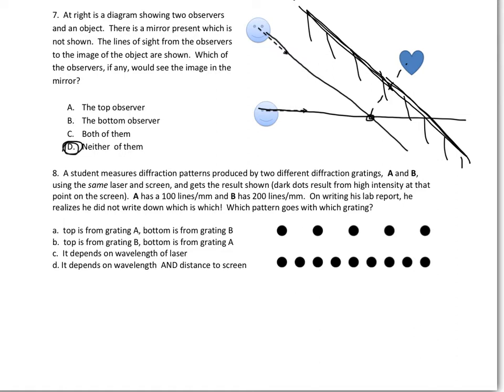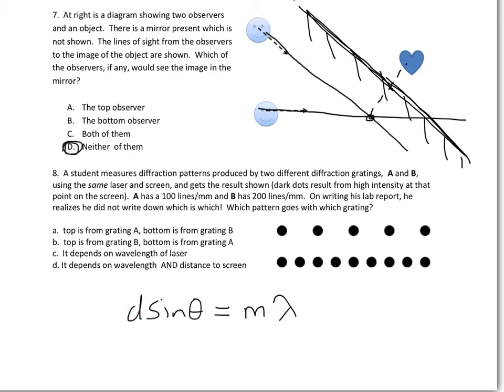In the next problem here, you're given two diffraction patterns. One is from a diffraction grating with 100 lines per millimeter. The other is 200 lines per millimeter, but you don't know which is which. The way to solve this problem is you can reason from the formula that in a diffraction grating, the bright spots are given by this formula here, and you can see that as the angle increases, the spacing must decrease.